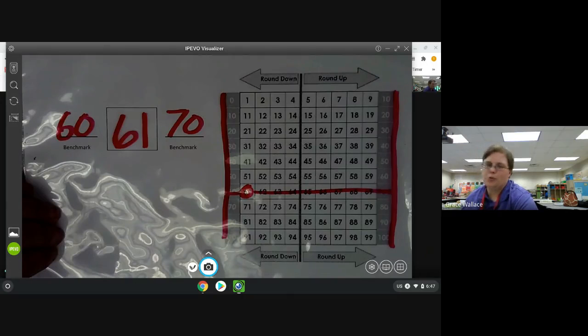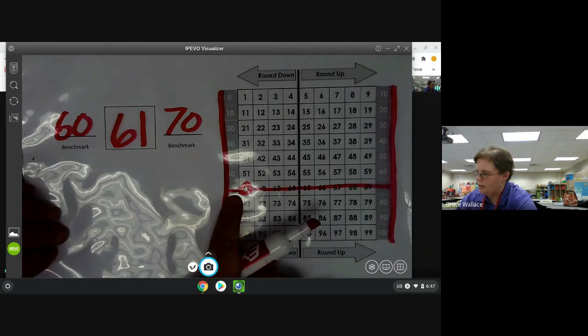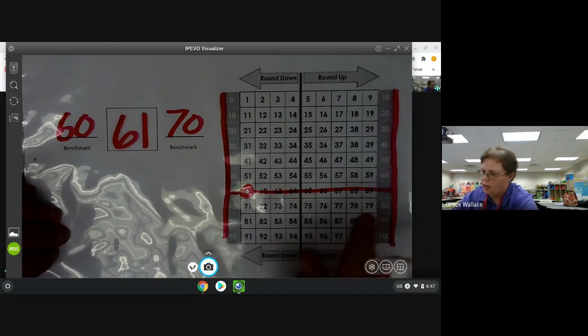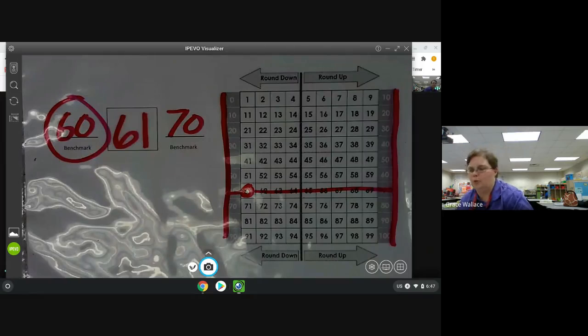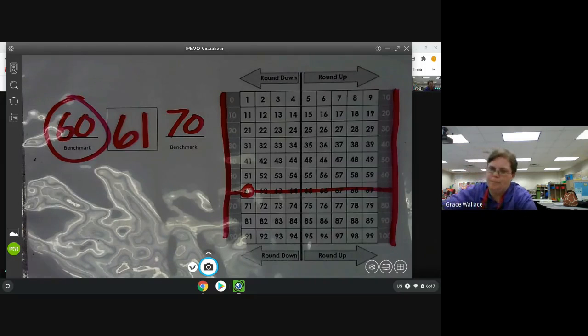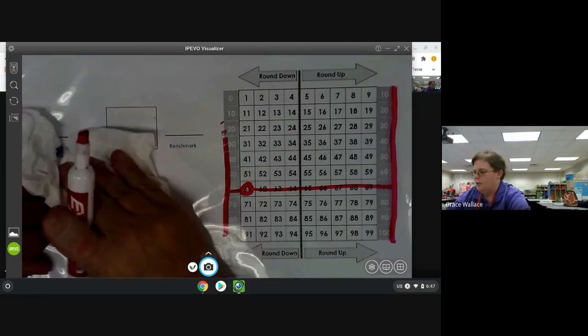And then if I want to figure out which one it's closer to, I can once again look at these lines and say, oh man, look how close that is. And look how far away 70 is. So I'm just going to circle the one it rounds to. You can pause this video at any time. I'm going to go ahead and do a few more.